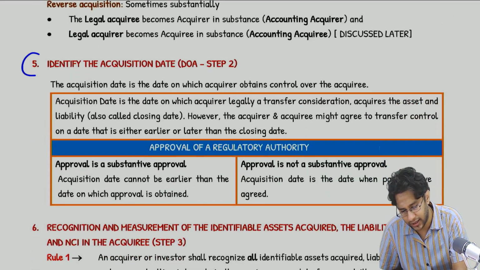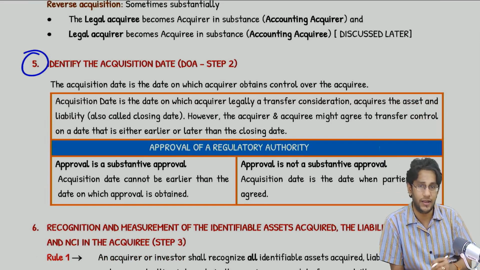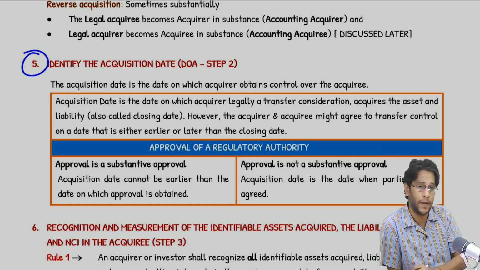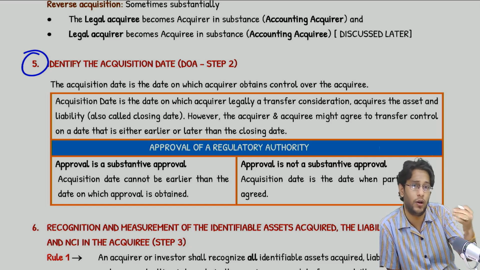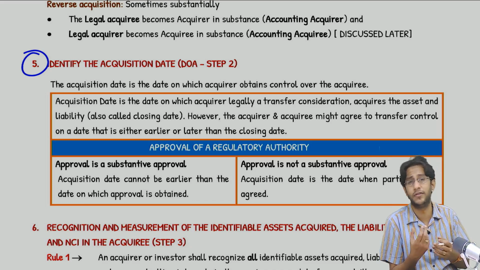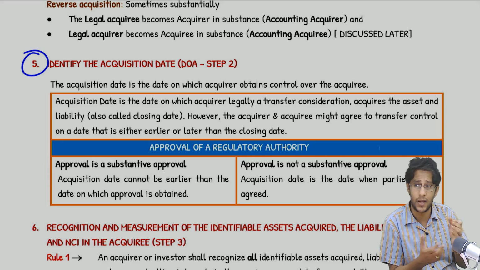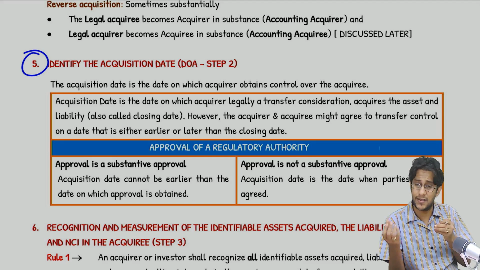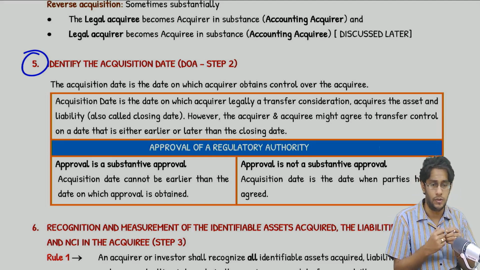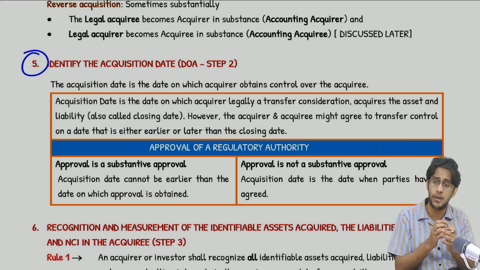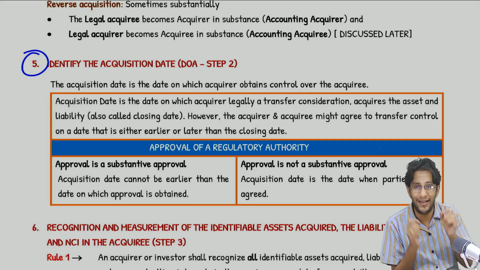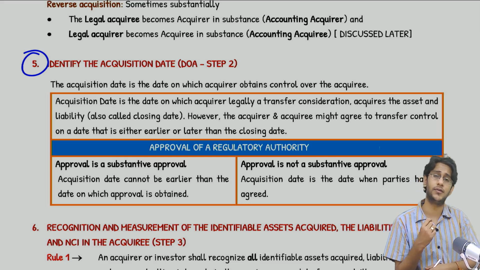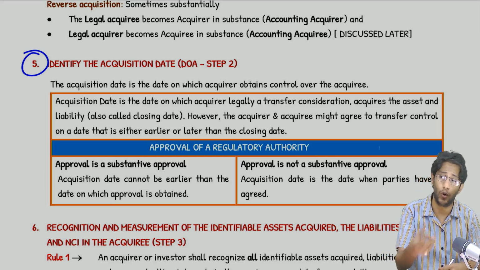Second thing, identifying the acquisition date. The acquisition date is the date on which the acquirer obtains control over the acquiree. Now, why is this date important? You all know PC versus fair value of net assets. You compare them to identify whether the difference is goodwill or a bargain purchase gain, hence transferred to capital reserve. So on which date will you measure PC? On which date will you compute the fair value of net assets? On which date will you compare them and identify the goodwill? That date is called the acquisition date. How do we identify that acquisition date? It is the date on which the acquirer obtains control over the acquiree.